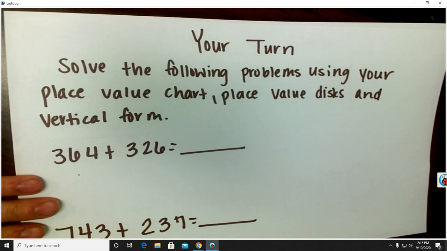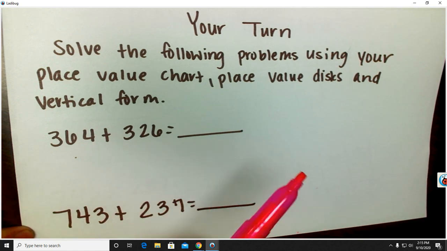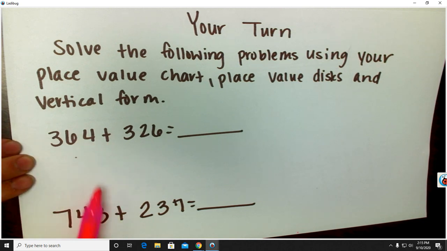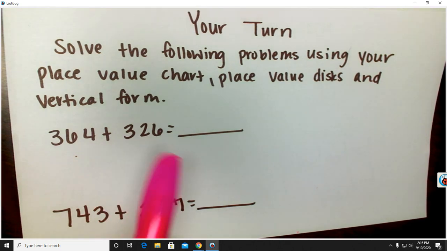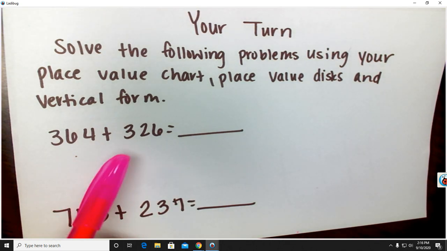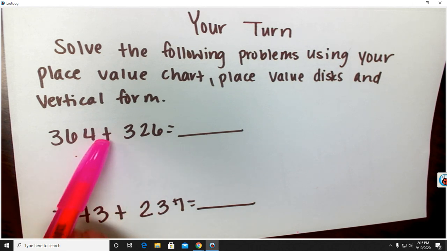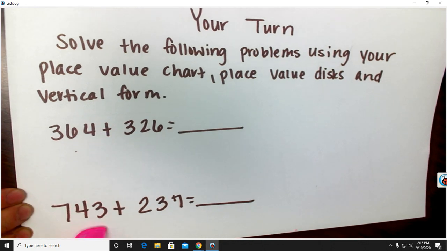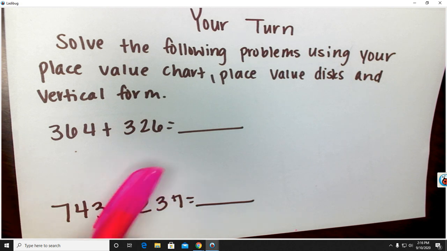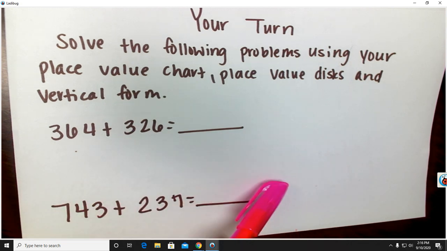Now I want you guys to try a couple on your own. Okay, so I want you to get a piece of paper and a pencil or a pen, and I want you to write down these 2 problems. Okay, after you write down these 2 problems, I want you to pause the video, and then I want you to use a place value chart, just like we did in my examples, to find the answer to each of these. Okay, and don't forget to write it in vertical form. All right, so when you have all that together, put it on pause, do these 2 problems with a place value chart and with vertical form, and then unpause the video, and we're going to check your work. Okay?